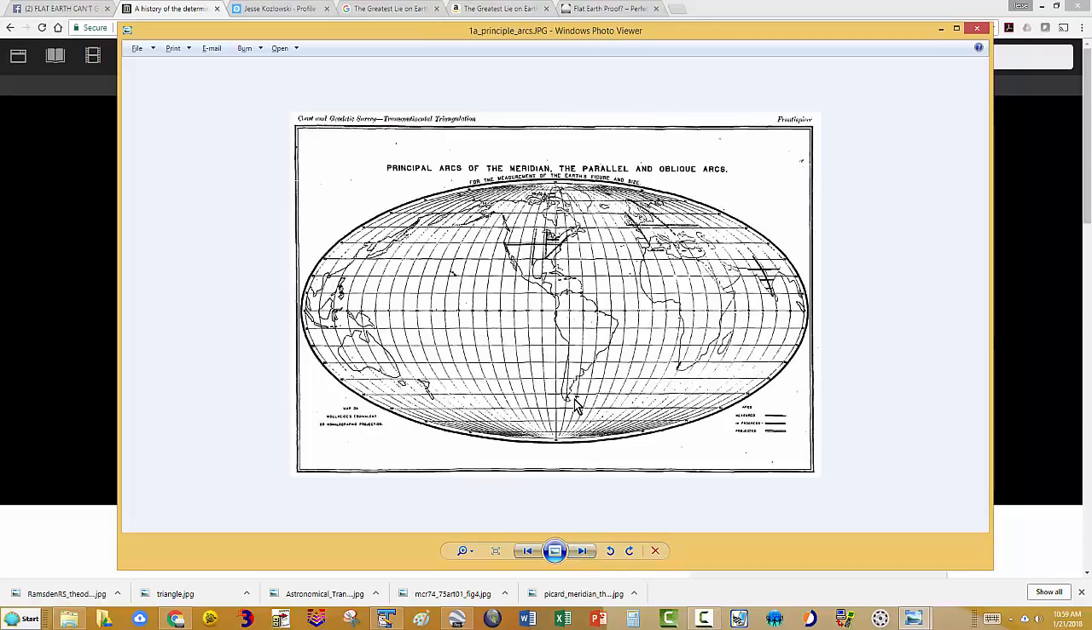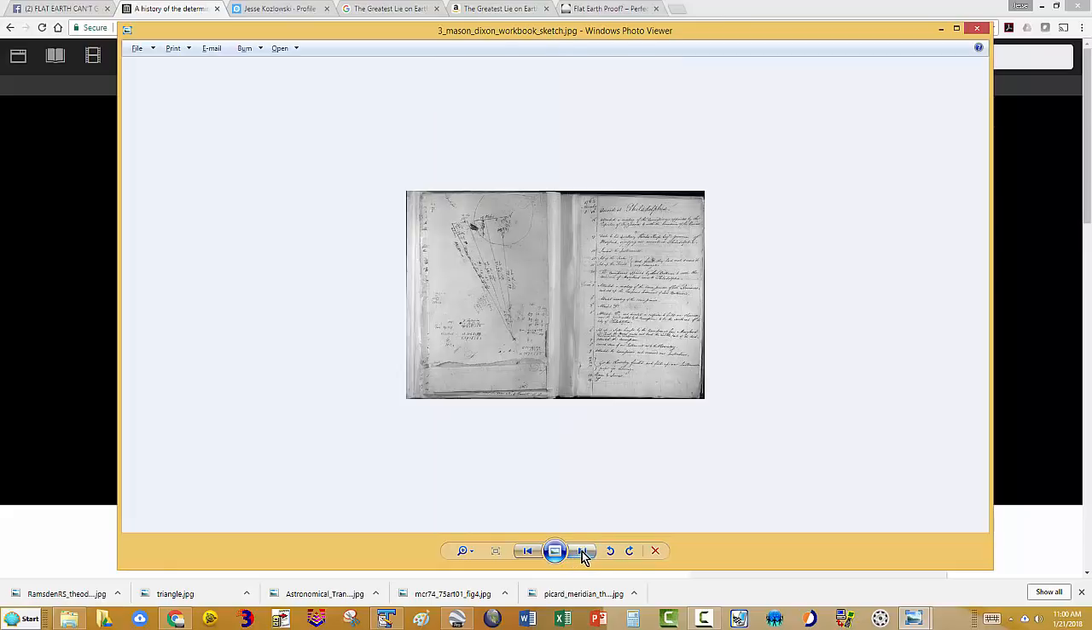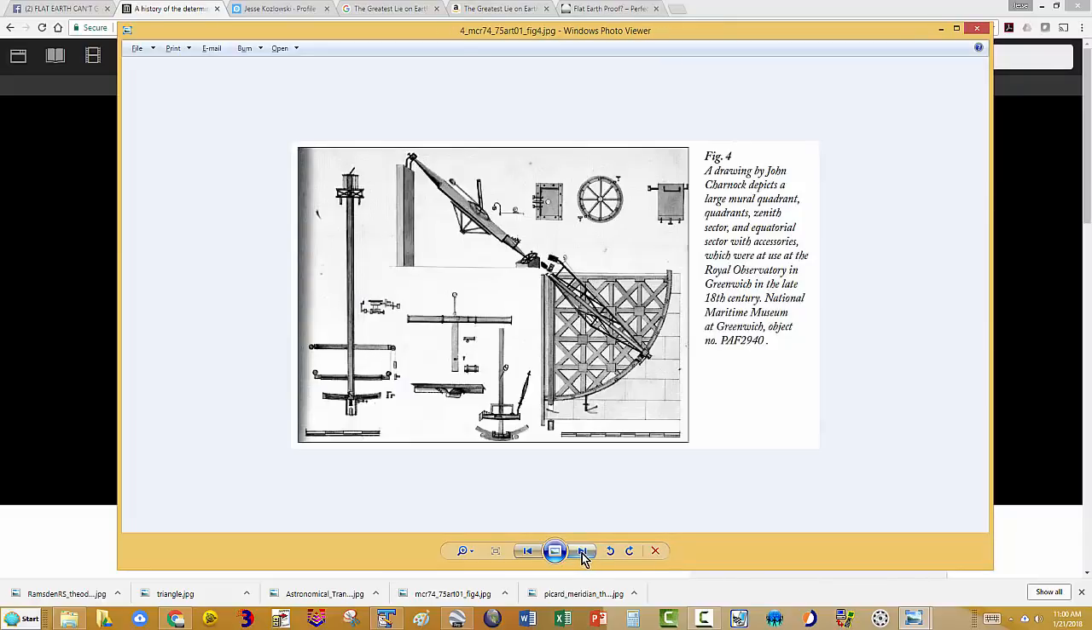It's interesting. Here's a picture of where some of these arcs of triangulation are from. Here they are in India. Here they are in Europe. Here's in South Africa. And here's over here in the United States. All described in the book. Here's a nice map just showing the triangulation to measure the arc along the meridian through Paris. That's just a sketchbook that you really can't read. Is from Mason Dixon. Here's a quadrant.